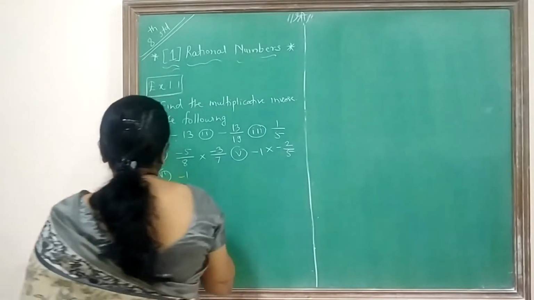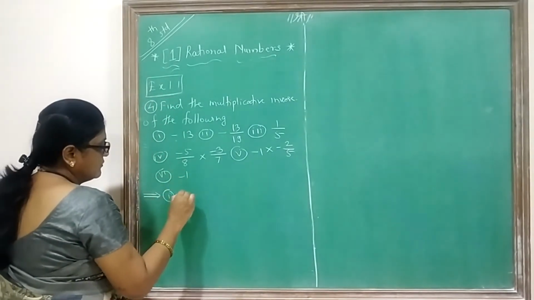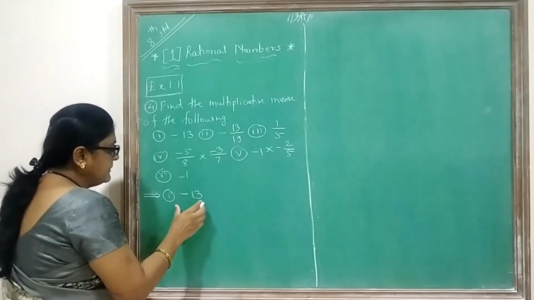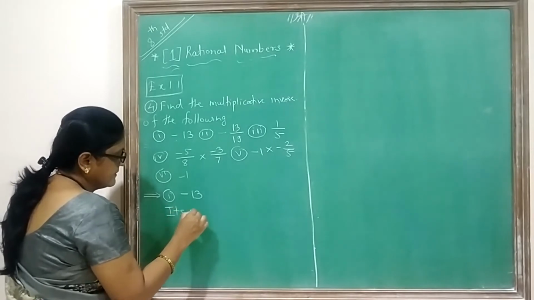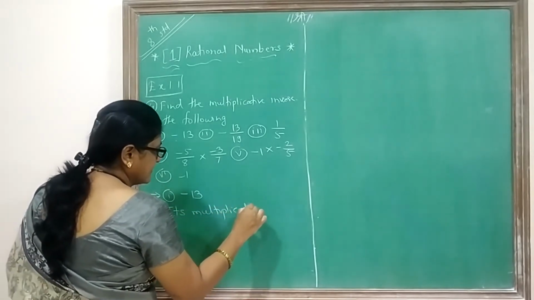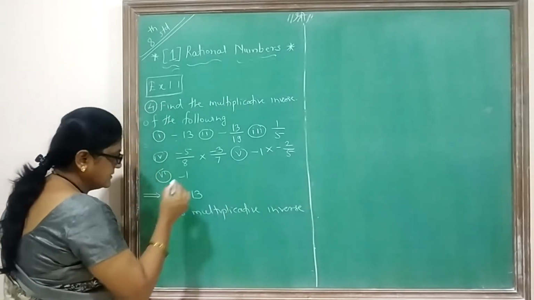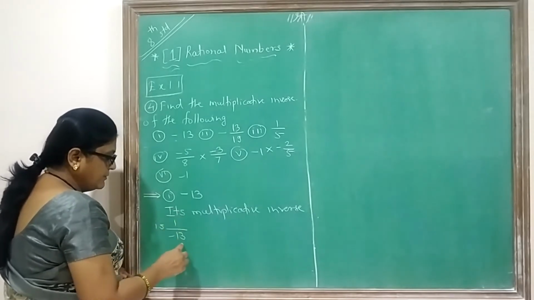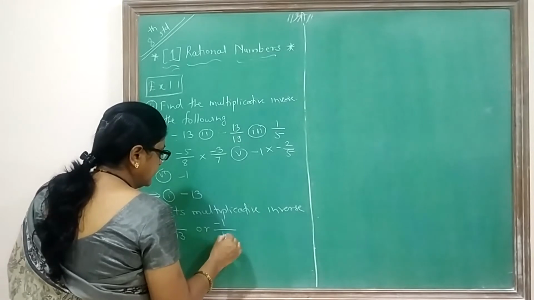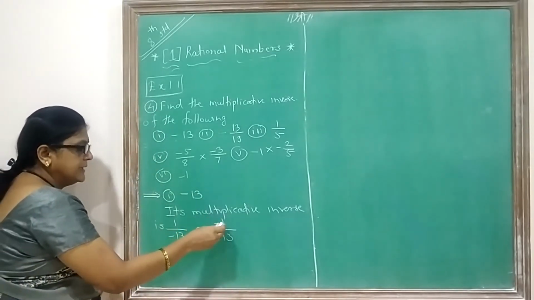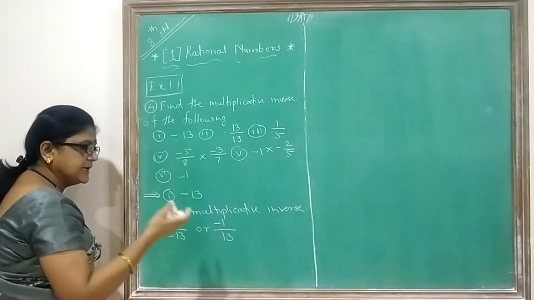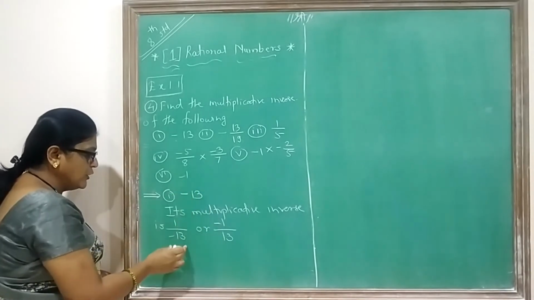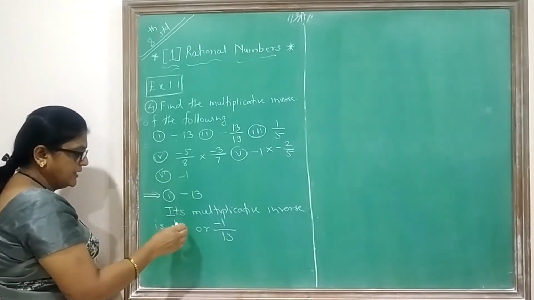Then you will see here, your first example is minus 13. Then your question is: find the multiplicative inverse of the following. It means its multiplicative inverse is, you will write here, what is in the numerator will be present in the denominator. 1 upon minus 13 or minus 1 upon 13, they are the same. You will take your minus sign, this is also correct. It means the numerator goes to the denominator, then your answer is 1 upon minus 13.